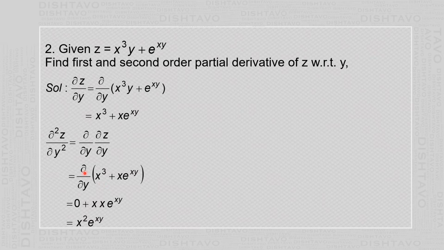When we do this, dou by dou y of x cube plus x e raised to xy, which was obtained earlier. When you differentiate the first term with respect to y, x cube is to be treated as constant, so its partial derivative is 0. Then in the second term x e raised to xy, x is a constant, it comes out as a constant multiple. The partial derivative of e raised to xy with respect to y is e raised to xy into the derivative of the power with respect to y, that is x, and that leads to x square e raised to xy.